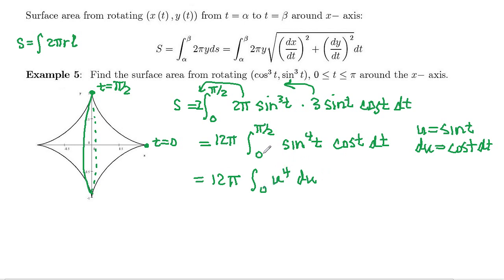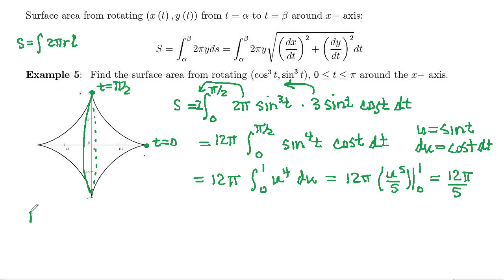And 0, plug in here. Sine of 0 is 0. Pi over 2, plug in. Sine pi over 2 is 1. So we got 12 pi out in front. And then the antiderivative is going to be u to the 5th over 5. And we're evaluating that from 0 to 1. So plug in a 1, we get 1/5. Plug in a 0, we get 0. 1/5 minus 0 is 1/5. This is just 12 pi over 5. Okay, and that's with the doubling. 0 to pi over 2, and then double it.